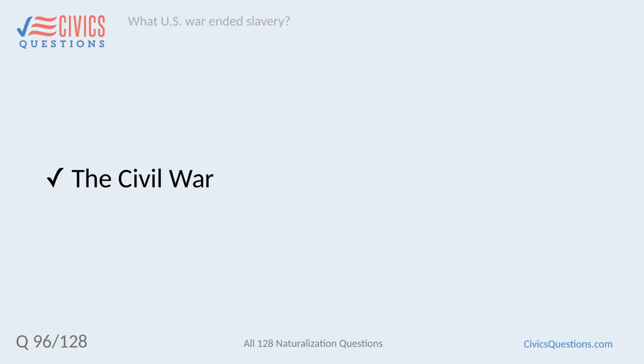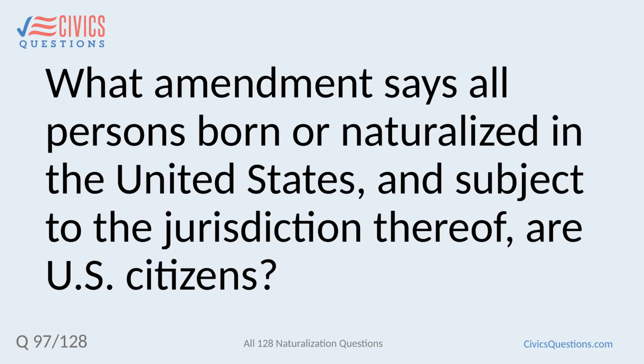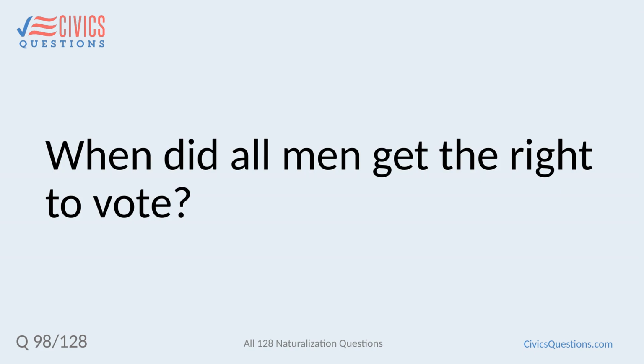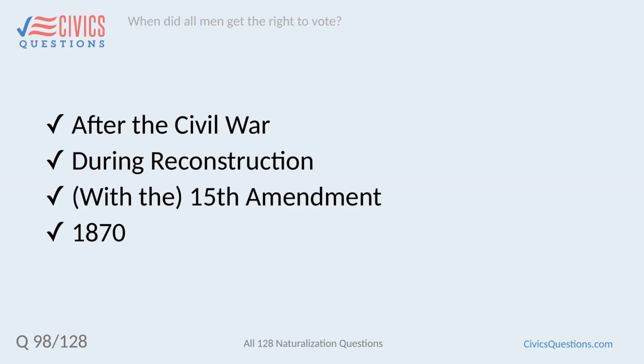The Civil War. What amendment says all persons born or naturalized in the United States and subject to the jurisdiction thereof are U.S. citizens? 14th Amendment. When did all men get the right to vote? After the Civil War. During Reconstruction. With the 15th Amendment. 1870.